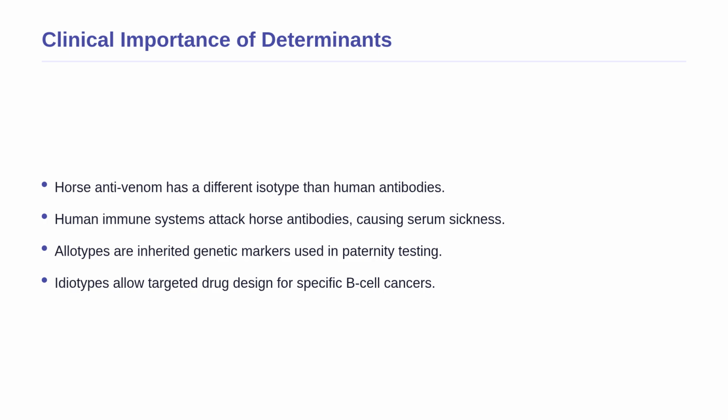Because horse antibodies have a different isotype, the human immune system eventually attacks them, causing a dangerous inflammatory condition called serum sickness. Furthermore, recognizing allotypes helps in forensic science and paternity testing, since these markers are inherited. Finally, idiotypes are incredibly useful in treating B-cell cancers, like multiple myeloma, allowing us to design drugs that target only the cancerous cells.